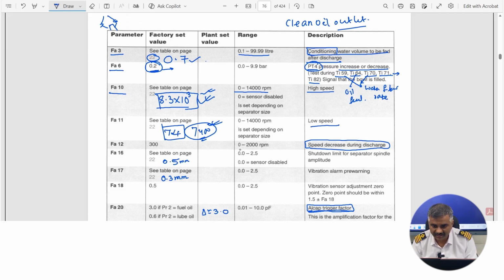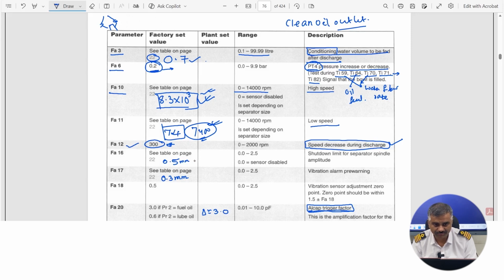So the speed reduction has to be 300 in this case, it cannot be more than this or less than this. If there is lesser speed reduction, that means the sludge discharge has not taken place appropriately. If there is more speed reduction, that means there is some leakage or some other issue. So speed reduction during discharge has to be this, this is FA12.